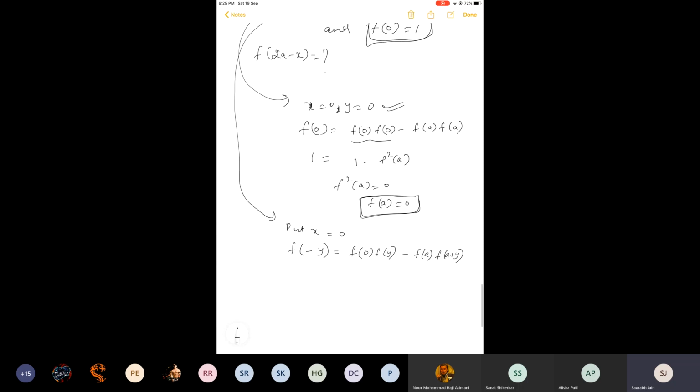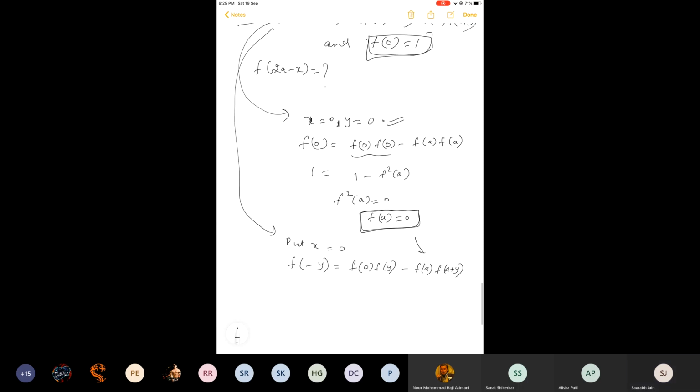Now use these two results, that f0 is 1 and fa is 0. F0 is 1, 1 into fy. And this is 0 into something. Okay. So that means f of minus y is equal to fy.